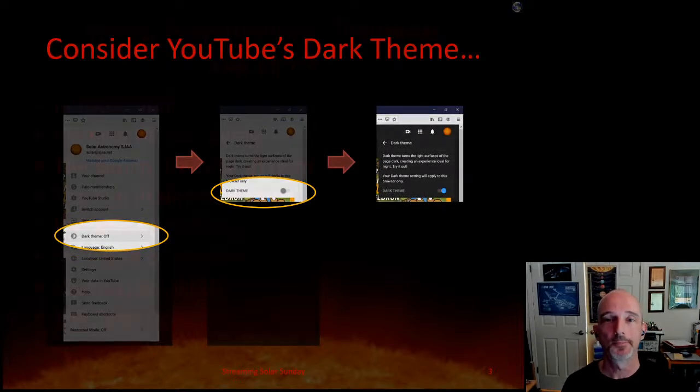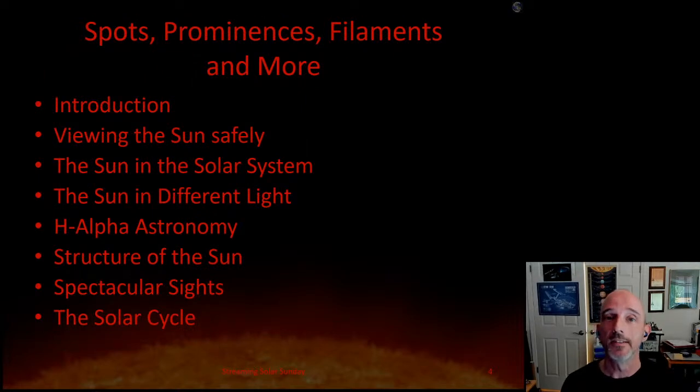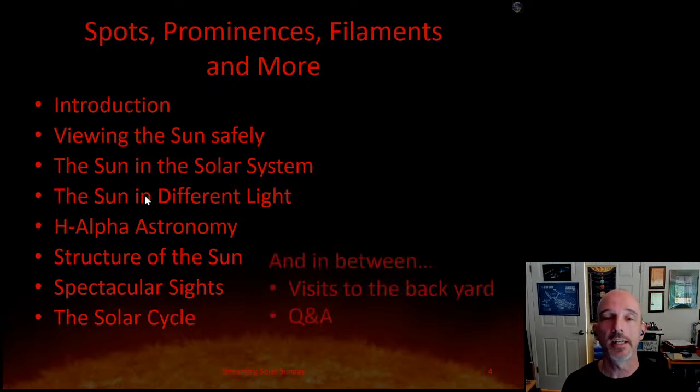It's entirely optional. Okay, here is the outline for today, the first half of the talk. So we'll do an introduction. We'll talk about how to view the sun safely. We'll talk about the sun's place in our solar system and how we view the sun in different light. Specifically, we'll talk about something called H-alpha astronomy. Then we'll discuss the structure of the sun, share some pretty cool sights, and describe the solar cycle. And as we go through all this, we'll do some visits to the backyard where I have a telescope set up for you guys. And we'll also have some Q&A opportunities in between.